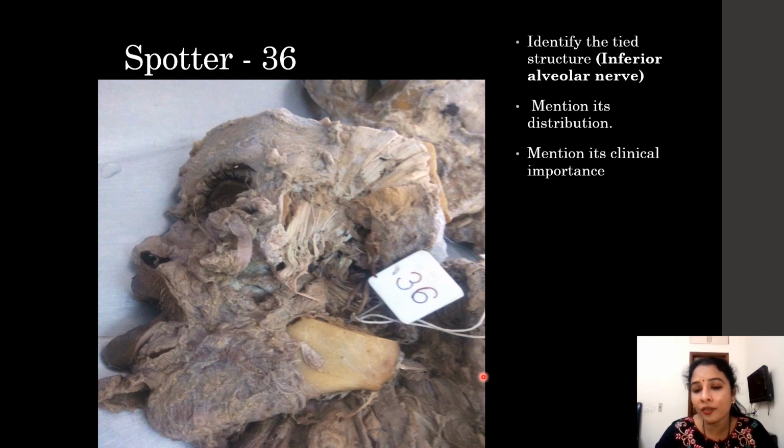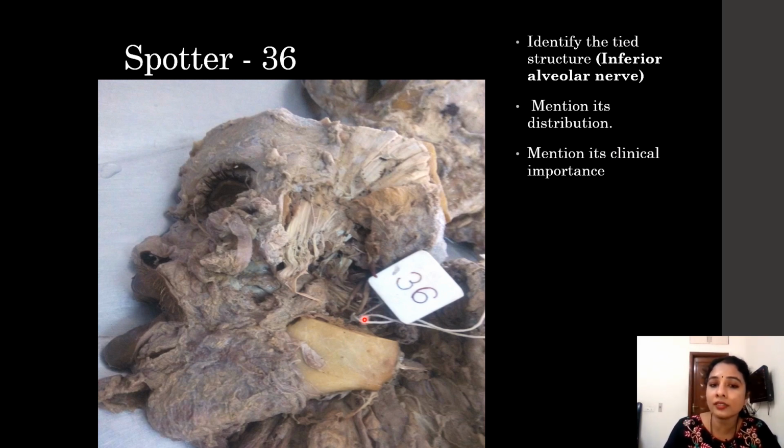The motor part of it is the nerve to mylohyoid, which is given off before entering the mandible. So once it enters, it is purely sensory. So it supplies general sensations, that is exteroceptive sensations, to the tooth and its sockets and lower jaw and gums. So during extraction of the tooth, the dentist usually blocks the inferior alveolar nerve if the doctor wants to do extraction of the tooth from the lower jaw.